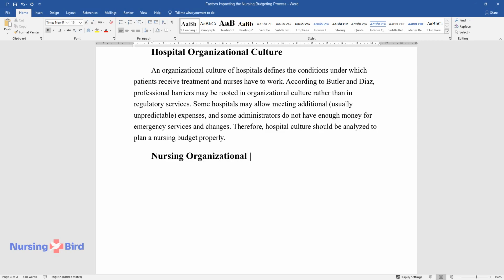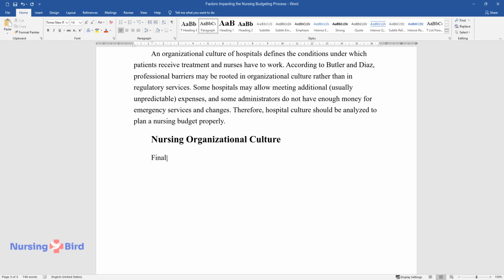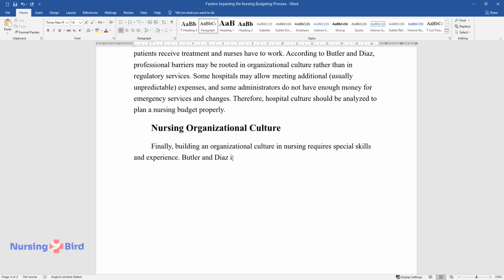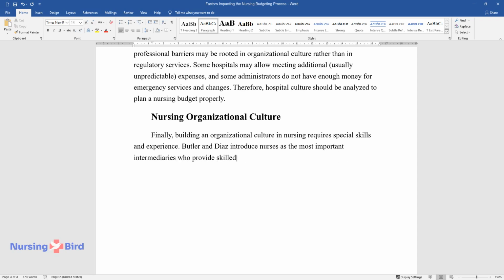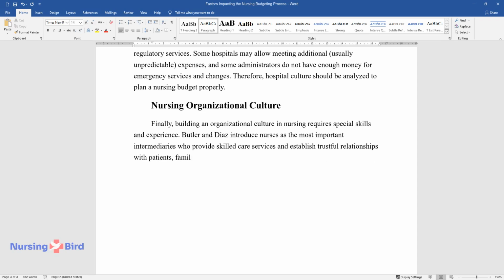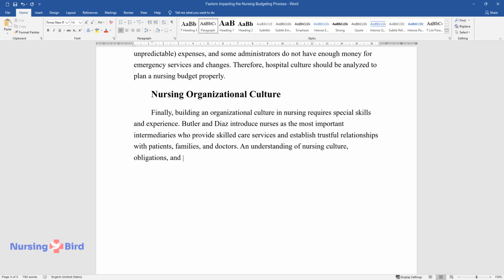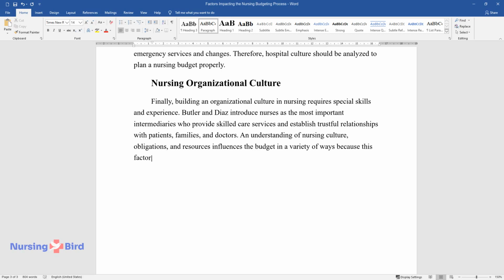Nursing organizational culture. Finally, building an organizational culture in nursing requires special skills and experience. Butler and Diaz introduce nurses as the most important intermediaries who provide skilled care services and establish trustful relationships with patients, families, and doctors. An understanding of nursing culture, obligations, and resources influences the budget in a variety of ways because this factor includes both internal and external characteristics, and its impact is hard to predict.